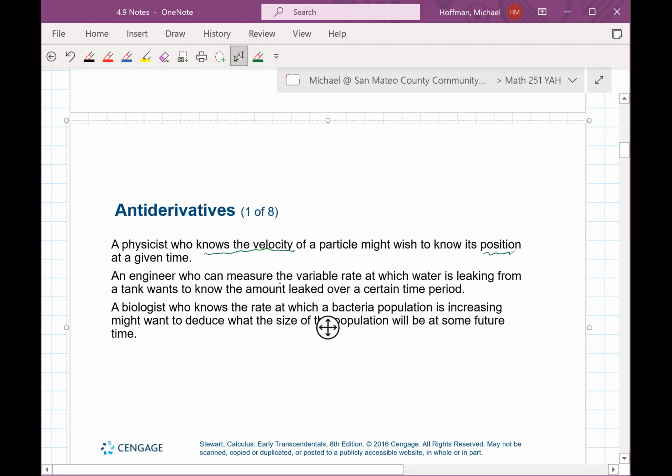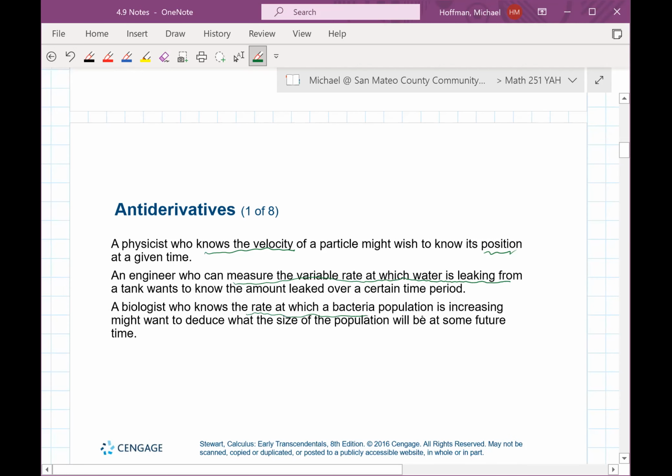Suppose I want to measure, suppose I can know using a device the variable rate at which water is leaking from something. And we want to take that information and turn it into information about the total amount that has leaked out. A biologist knows how fast bacteria increase, and therefore from that would want to say how big is the population. So in this case, in antiderivatives, we're going from rates of change to sort of total values.